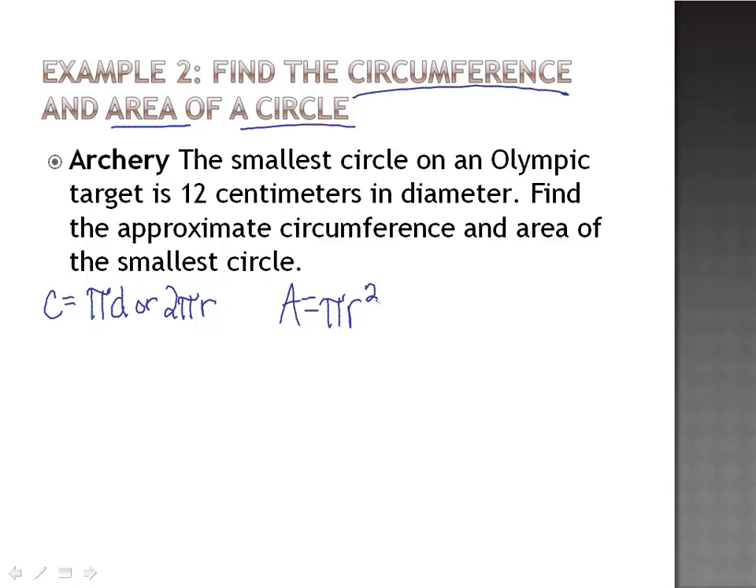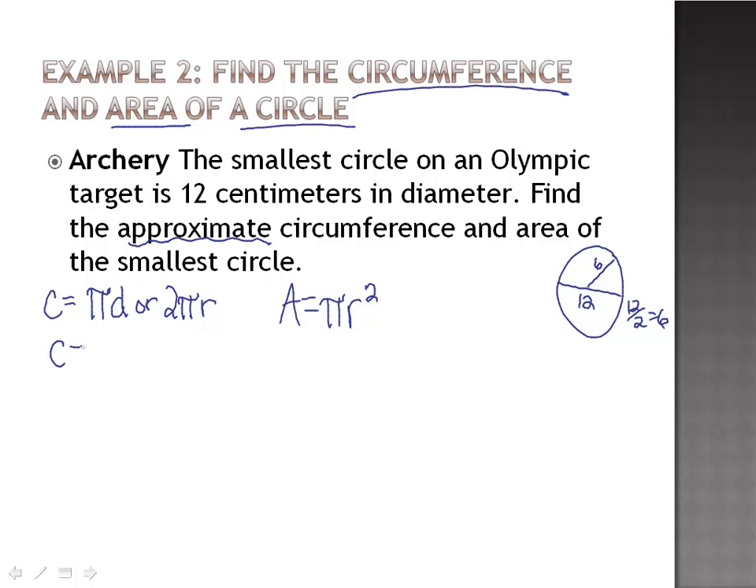So it says the smallest circle on an Olympic target is 12 centimeters in diameter. So if I draw a circle, my diameter is all the way across, so that's 12. That would make my radius halfway across be 6, since 12 divided by 2 is 6. Find the approximate circumference and area of the small circle. Now it says approximate, so it's okay to round these values.